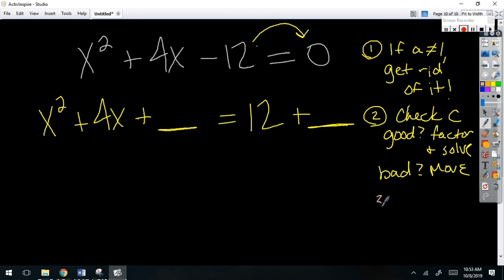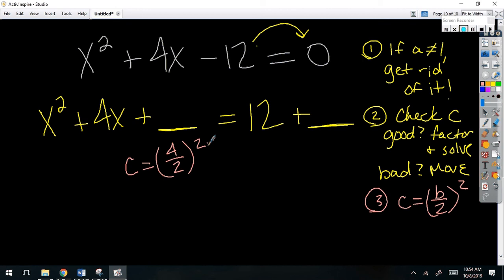Exactly. So I'm going to find a good C. So using that same equation that I've done, b over 2 squared. Again, I don't have an A because I took care of that in the first step, right? So for this one, my C that's going to make this a perfect square trinomial is 4 over 2 squared.